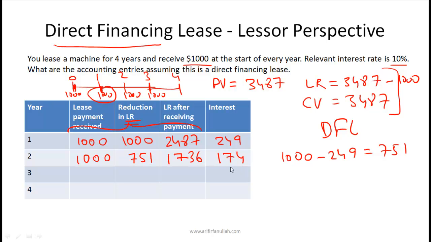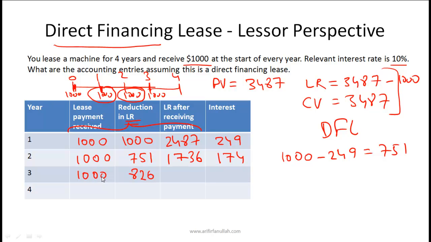And then the interest would be 10% of this number, which is 174. Then third year, right at the beginning of the third year, again we'll receive payment of 1,000. So that now corresponds to this number. The reduction in lease receivable is now going to be 826. Where did this number come from? So we are saying that the payment that we are receiving is 1,000.